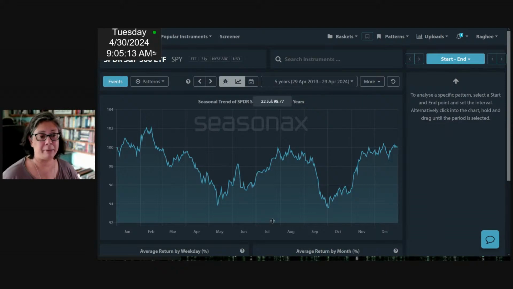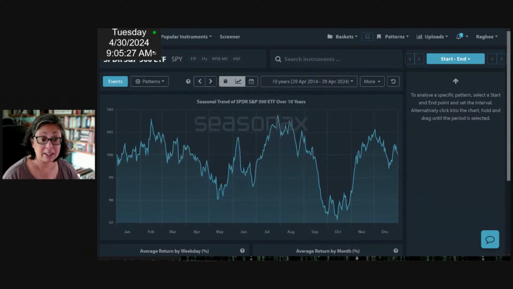So sell in May doesn't mean I'm bearish, right? Remember, to sell could be initiating a short sell, but selling could also be just getting flat or carrying less of a position into the summer months. Last 5 years, last 10 years, all right, where is the weakness? Yes, there's a lot of volatility, right?